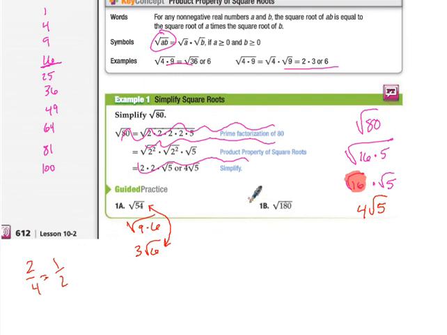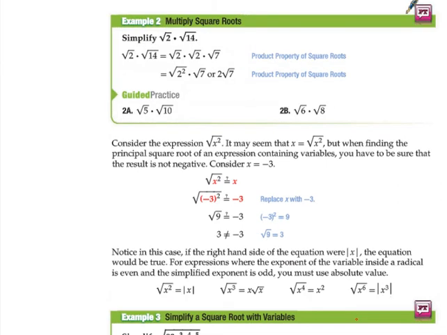1b, the largest perfect square that goes into 180 is 36. 36 times 5. Square root of 36 is 6. If you didn't get those, try again. If you still don't, make sure you make a note to yourself, and we can go over that in class. Multiplying square roots. We're just going to put this under one big radical.